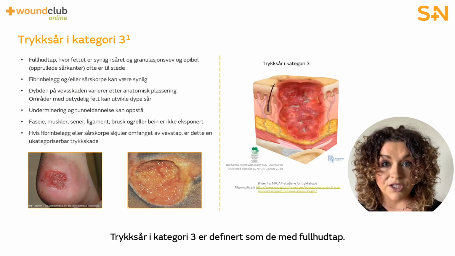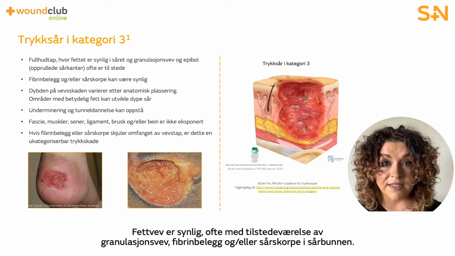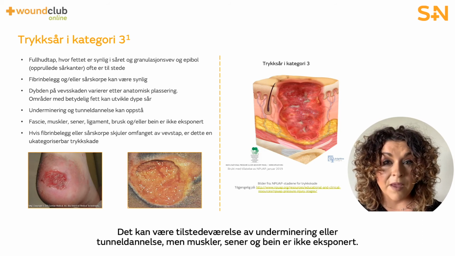Category 3 pressure ulcers are defined as those with full thickness skin loss. Adipose or fatty tissue is visible, often with the presence of granulation, slough and or eschar in the wound bed. There may be a presence of undermining or tunnelling. However, muscle, tendon and bone will not be exposed.